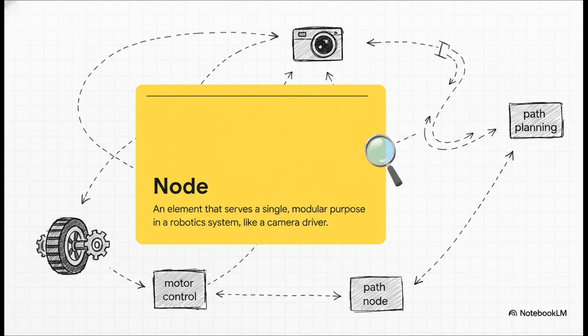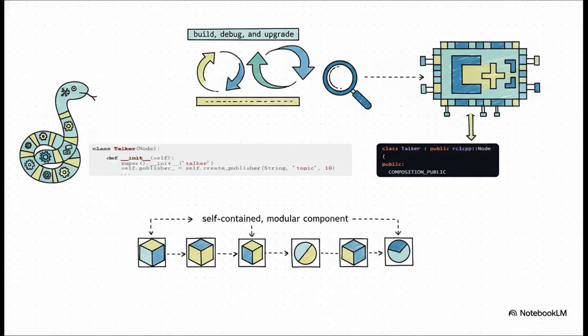You'll have one node to read a camera, another to control the wheels, another to plan a path, and so on. And look, you don't have to be a coder to get what's going on here. Whether it's written in Python like on the left or C++ on the right, the big idea is exactly the same. You're just making these simple, modular, self-contained little programs. It makes the whole system so much easier to understand and to work on.